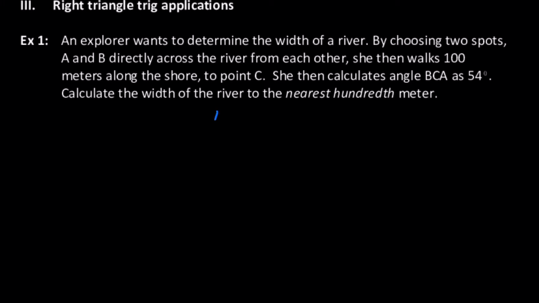All right, so here's our river. 2 points directly across the river, A and B. So let me use a different color here. So here's A, here's B, directly across the river. Okay, so she walks 100 meters along the shore to point C. She then calculates angle BCA. It doesn't really matter where C ends up being, but I'll put it here.